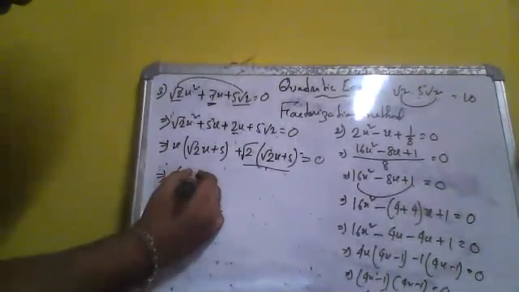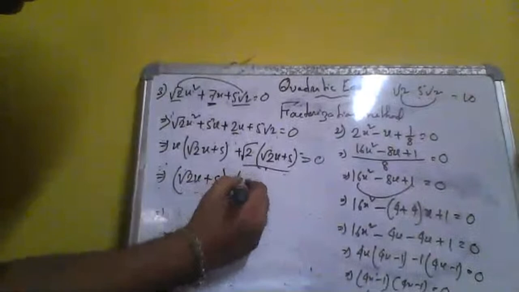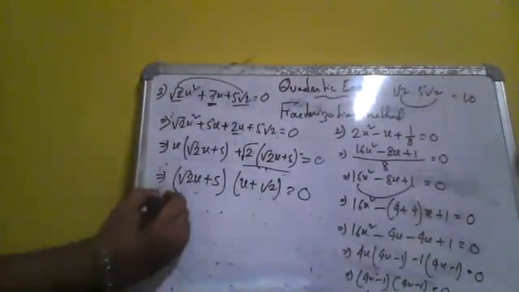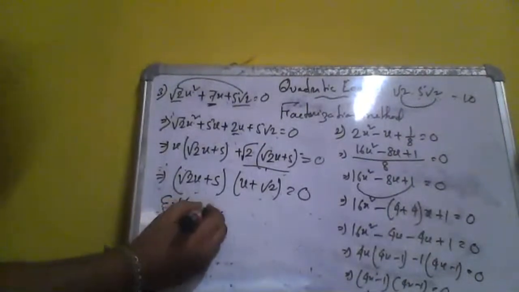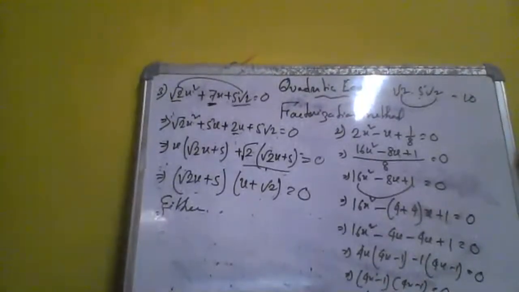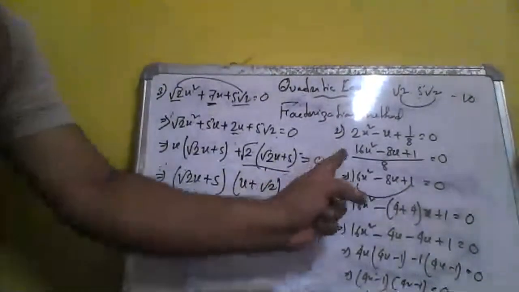And this one is root 2x plus 5 and this x plus root 2 equal to 0. That means either... number 2, again I explain.